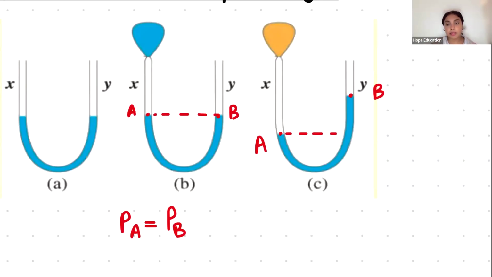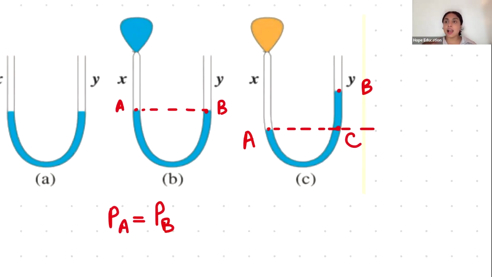If I take a point at the same level as A, let me call it C, just as an example. Now since A and C are at the same level, pressure at A equals pressure at C. What about C and B? Which one has a higher pressure if you take just B and C?